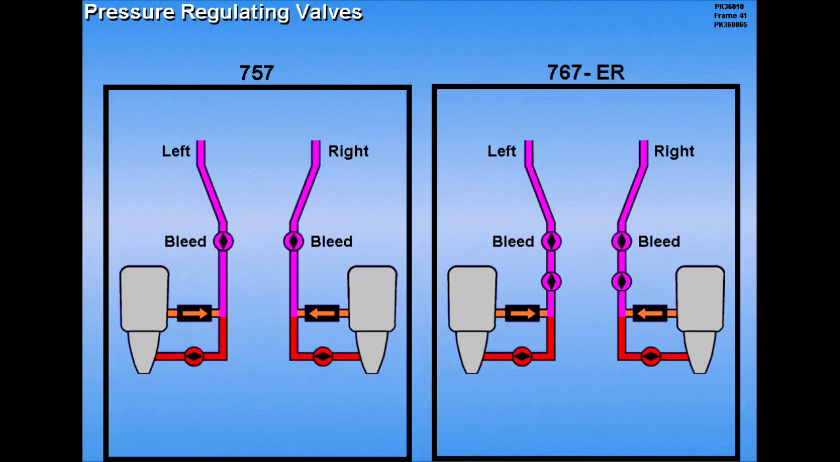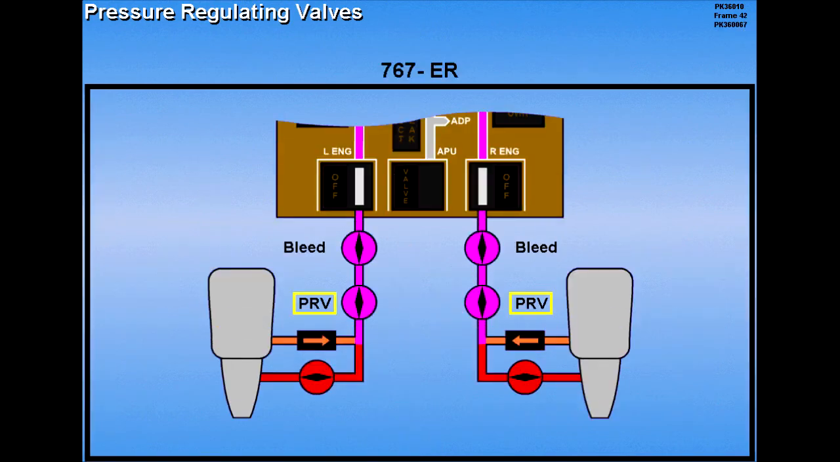The 767ER has 2 additional valves: the left and right pressure regulating valves, or PRVs. The PRVs were added to provide increased overpressure and overtemperature protection for the pneumatic system. The PRV operates in conjunction with its respective engine bleed valve.